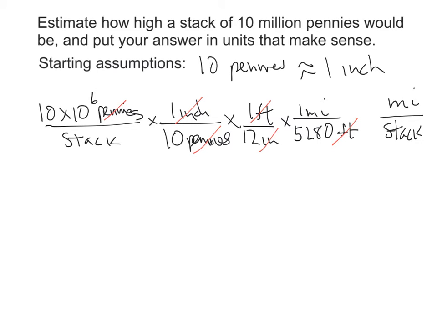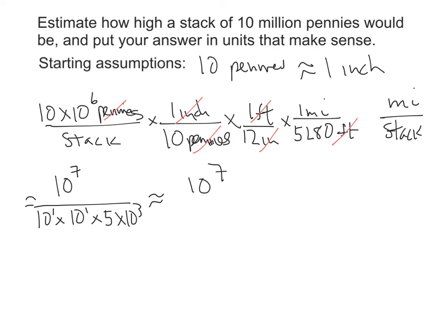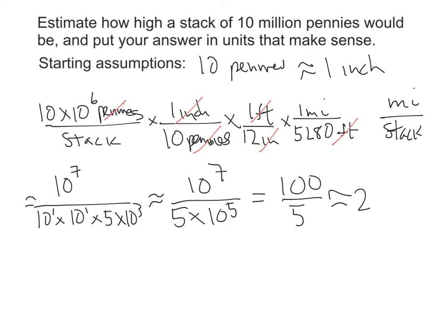So that means if we put the 10 times 10 to the 6th together, that's 10 to the 7th. So we have 10 to the 7th over 10 times, I'm going to roughly round 12 to 10 again, and again this is all leading digit estimation, so it's an approximate answer. Those are each 10 to the 1sts, and then 5 times 10 to the 3rd, and that means we're going to get approximately 10 to the 7th over 5 times 10 to the 5th. If we do some canceling, that's going to leave us with 100, 10 squared over 5, or approximately 20 miles.